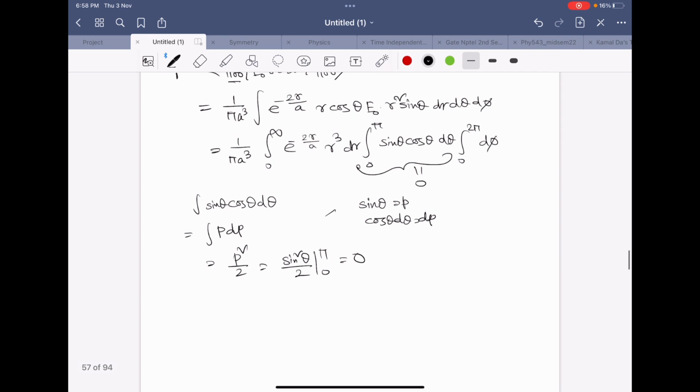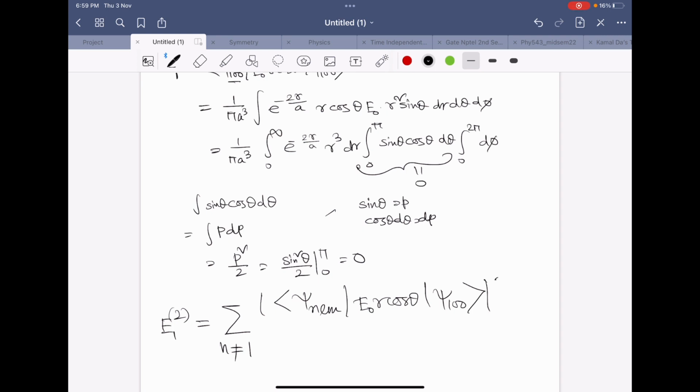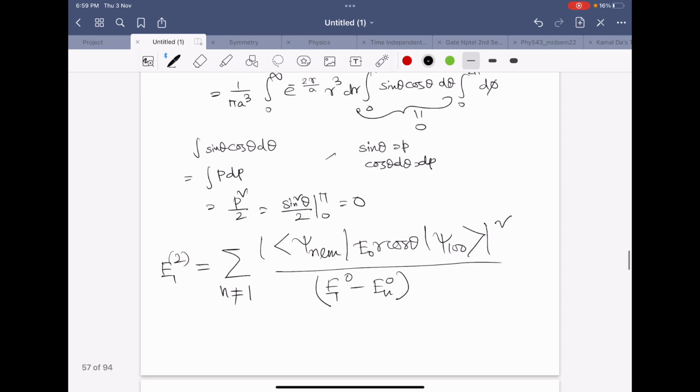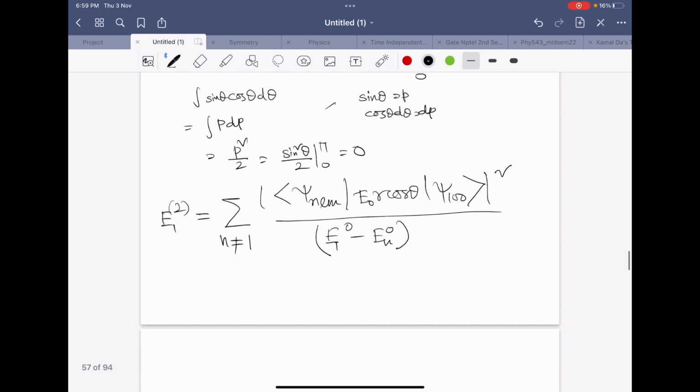Now you'll have to remember this formula. Here it will be the sum over n not equal to 1 of the modulus square of psi n l m, E naught r cos theta, psi 100, divided by E10 minus En0. So we'll have to find this one.